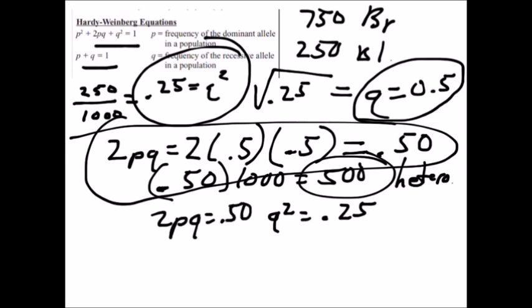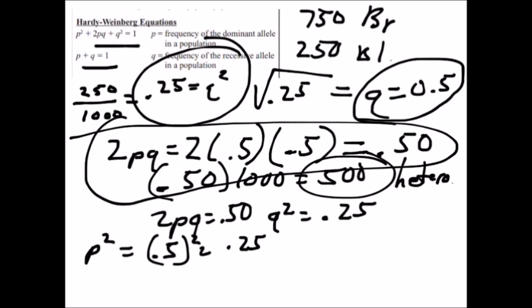All right, what we have left is the frequency of homozygous dominant individuals, P squared. To find that, we just simply need to square P. Remember, we found that P, the frequency of the dominant allele, is 0.5. So we need to square 0.5. 0.5 squared is 0.25. So our answer to part C, the frequency of homozygous dominant individuals, P squared, is 0.25.